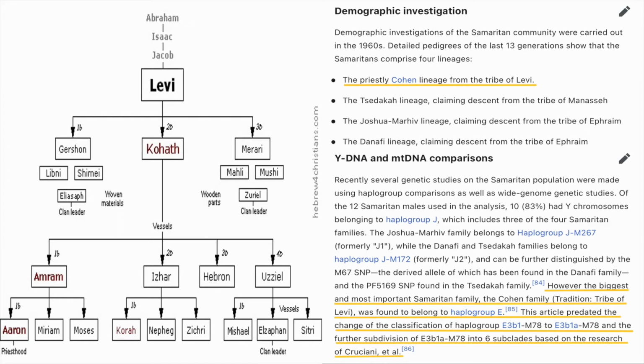This article predated the change to the classification of haplogroup E3b1-M78 to E3b1a-M78, and the further subdivision of E3b1a-M78 into 6 subclades based on research of Cruciani et al.